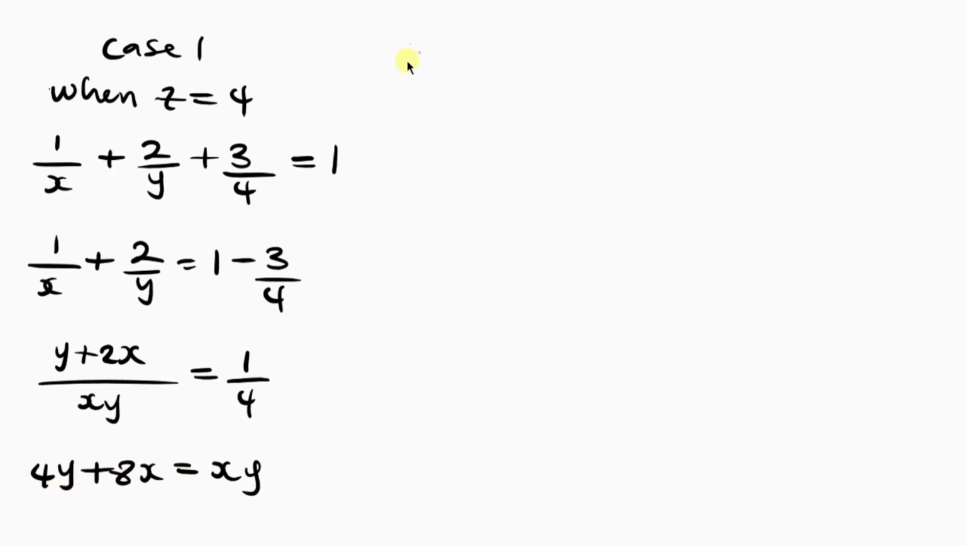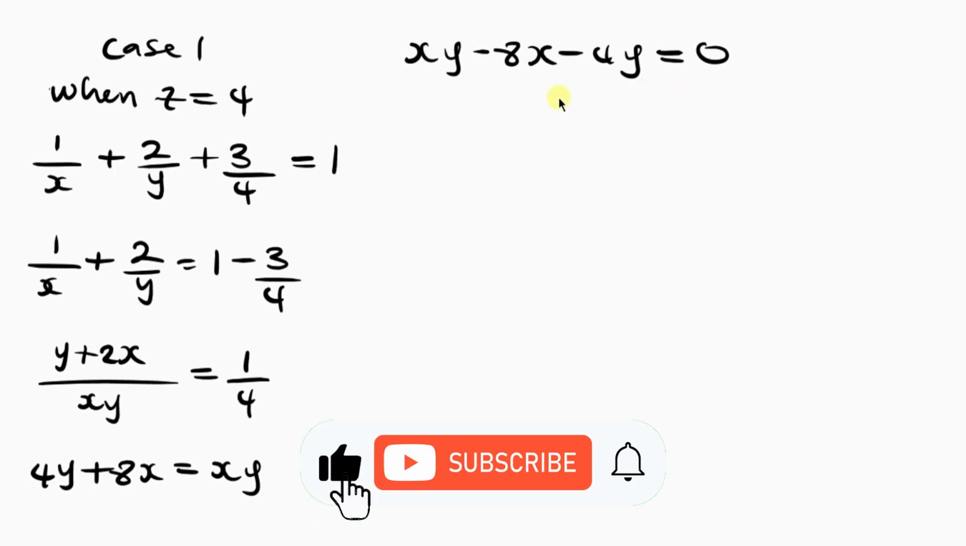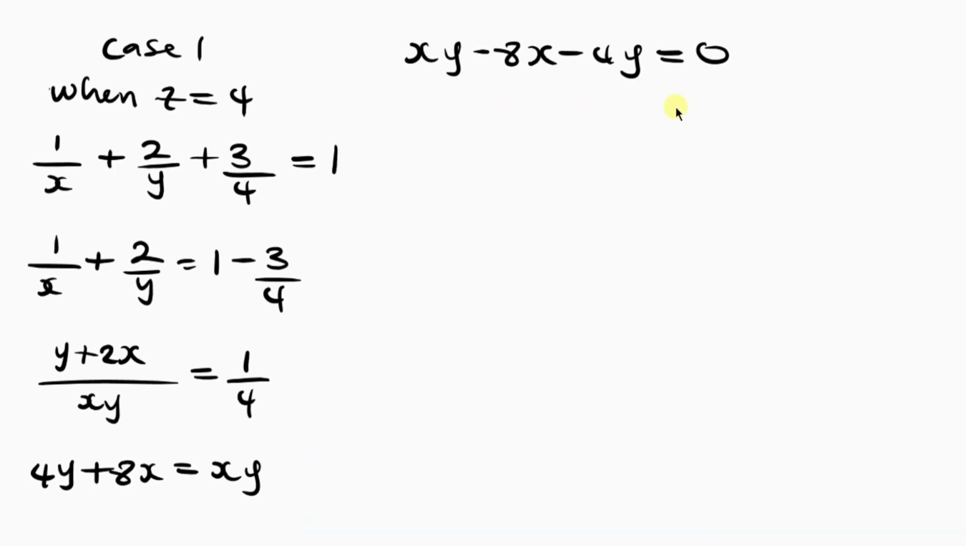So now let's move all the expressions on the left to the right. There I'll be having xy. As plus 8x crosses to the right, it becomes negative 8x. As 4y crosses to the right, it becomes negative 4y equal to 0. Well, in order for us to factorize this expression, we're going to be adding 32 to both sides of the equation.